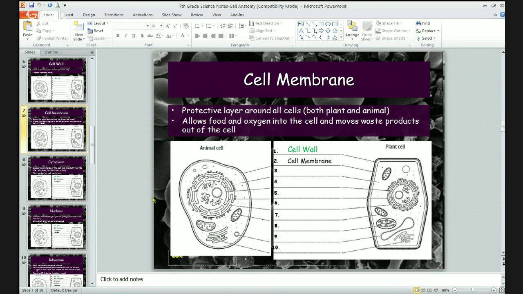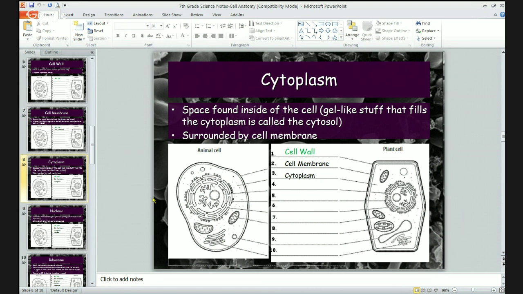Okay, your next one is the cytoplasm. That's number three. So label it up on your chart and then find cytoplasm in the box. These two bullets are what you need to be writing down in your blank box. The cytoplasm is the space found inside of the cell. It's filled with gel. Basically, what's not filled up by the organelles is this gel-like substance. That's called the cytosol. But the actual space is called the cytoplasm.